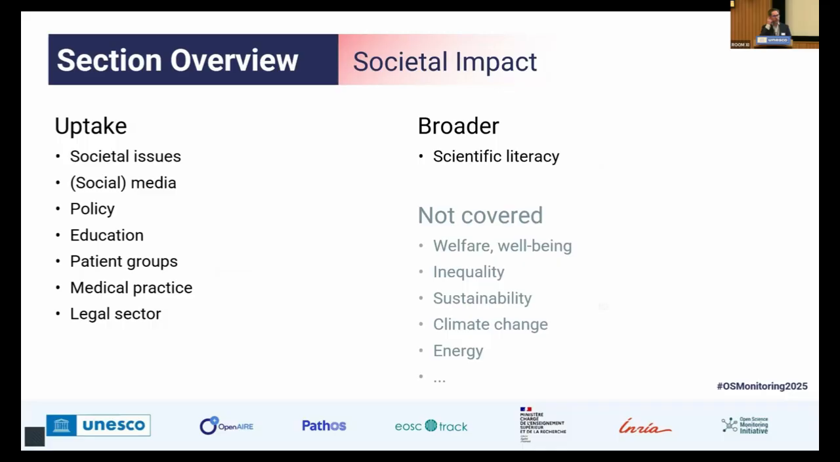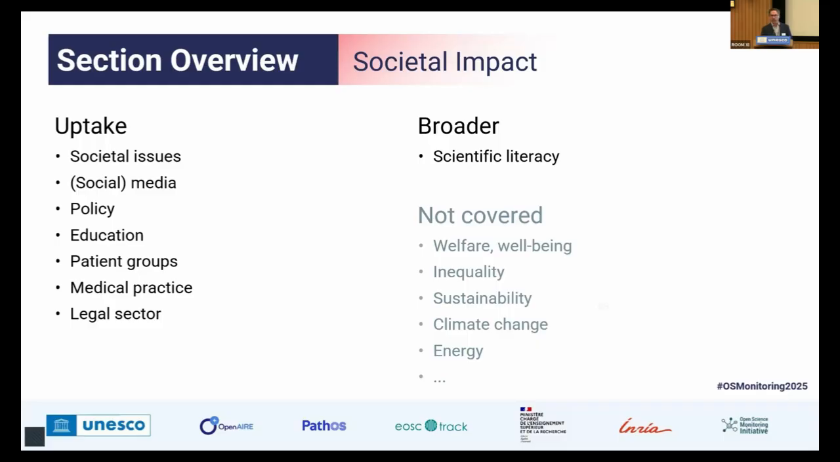So for societal impact, we look at uptake of science in a couple of different areas. And so these are, in particular, policy, education, patient groups, medical practice, and legal sector. These are a couple of specific sectors for which we think we have some ways of trying to track and trace potential use of science. For instance, through medical guidelines, through particular use in syllabi, etc., or in policy, the same thing. We included one more broader indicator here on societal issues, which is more a sort of process guideline of how to try to track these issues.